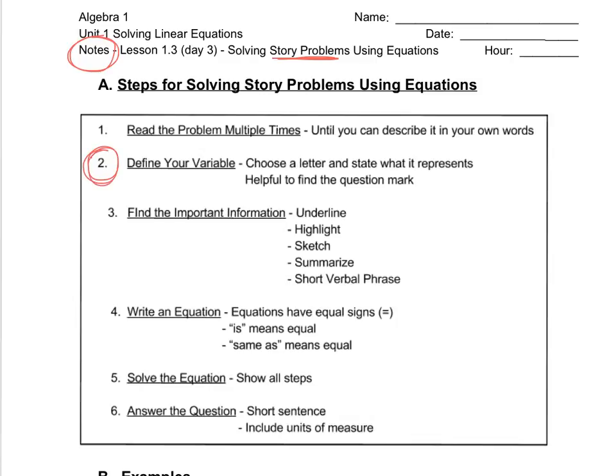Actually, they're all important. Step 3, find the important information. You might underline it, highlight it, you might draw a sketch. Can you summarize it? Maybe even a short verbal phrase.